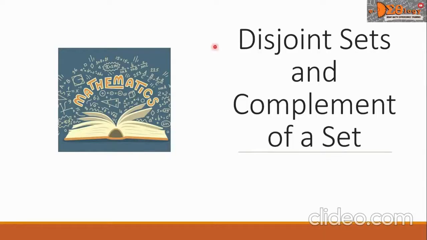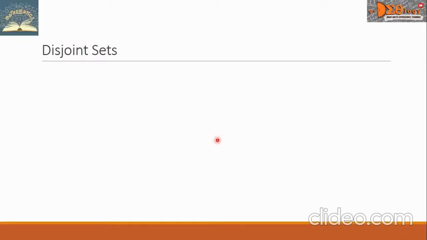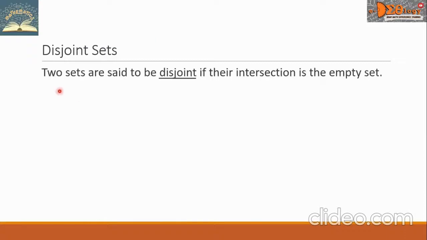Today we're going to study disjoint sets and complement of a set. Let's begin with disjoint sets. Two sets are said to be disjoint if their intersection is the empty set.